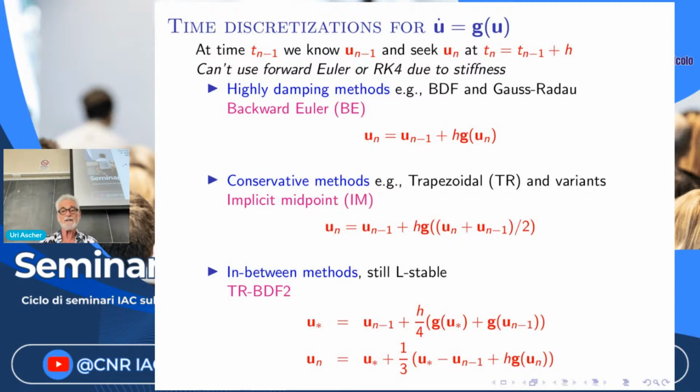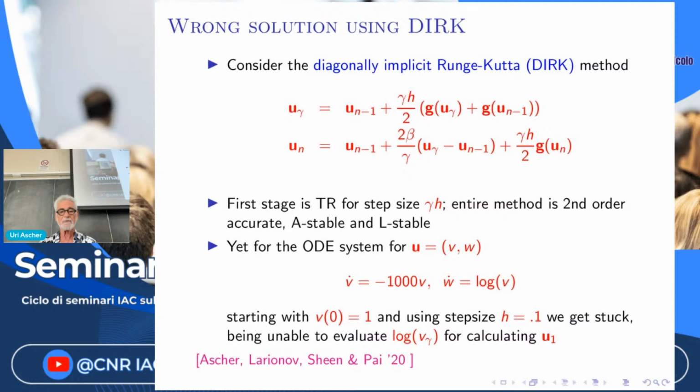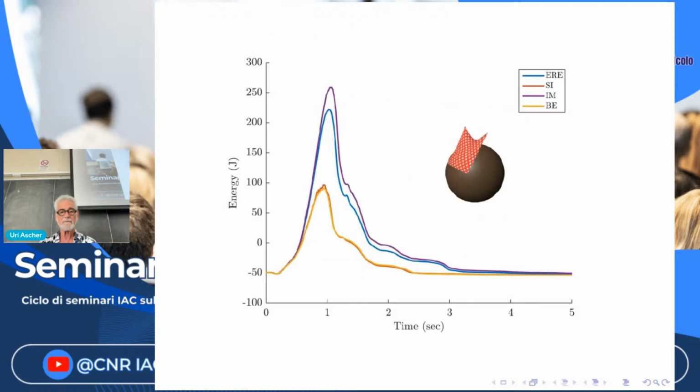And then there's a combination, which is popular in computer graphics, in fact: do a trapezoidal step on half a step, and then use that for a BDF2 kind of method. So you get a second order method and an L stable method, but you do have that first trapezoidal step. So here comes a slide that I'm going to skip.